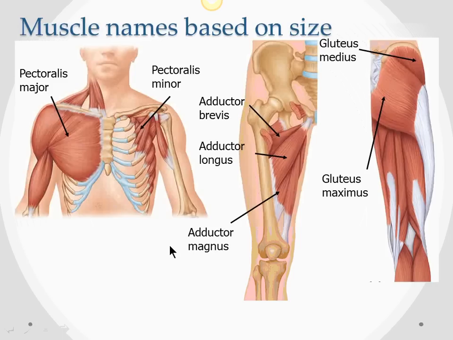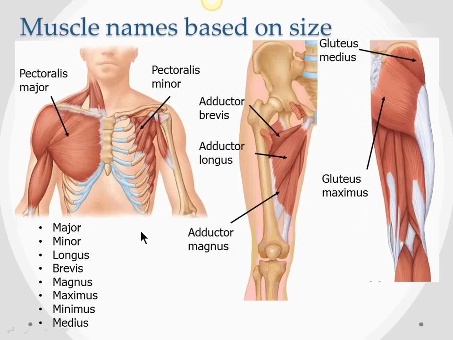Now let's look at muscle names based on size. On size, we have names going from big to small. So the muscle could be called major, something major. For example, this muscle pectoralis major, and this muscle pectoralis minor. You can see here, minor automatically tells you it's a smaller muscle, major automatically tells you it's a larger muscle, and pectoralis is location.